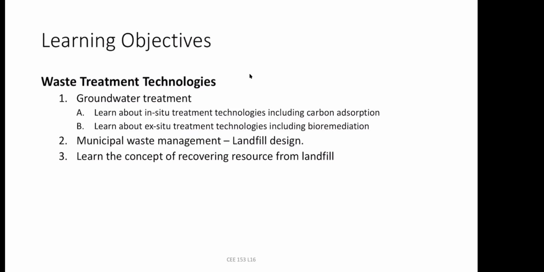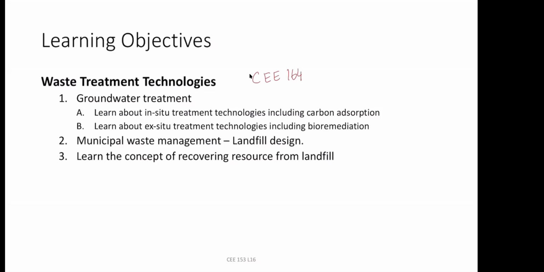So what you're going to learn today is different ways to treat groundwater. Again, this is an extension of CE164. These are things you learn in a lot more detail in CE164. So I'm just giving you a flavor of that course, what we are going to learn there.